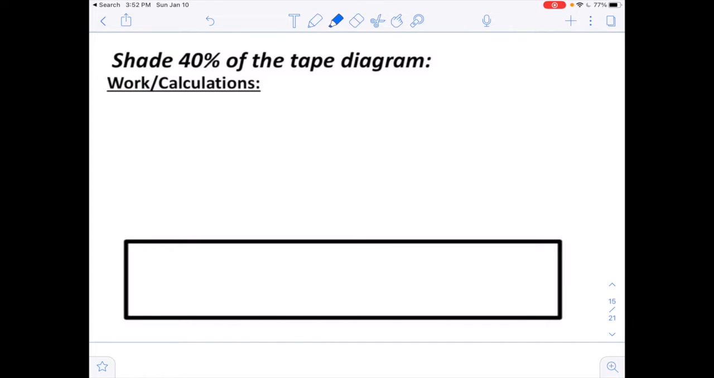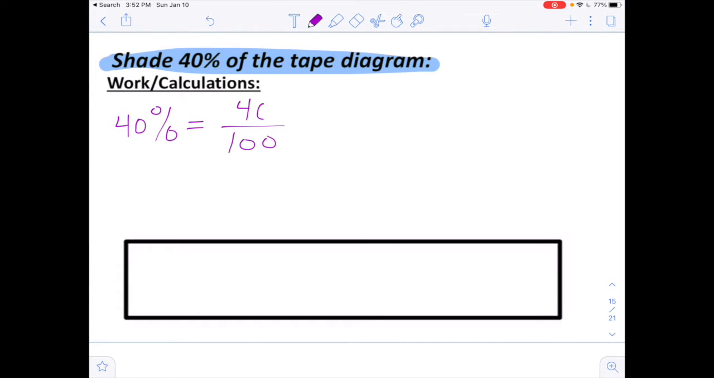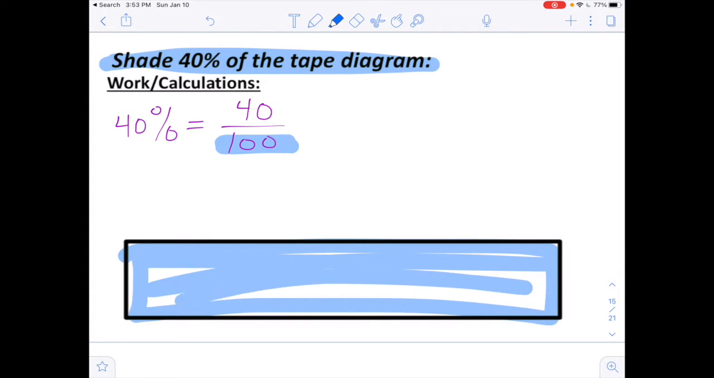So the directions say shade 40% of the tape diagram. The very first thing I need to do is I need to think 40% is the same thing as the fraction 40 100ths, or 40 on top of 100. Now, what this means right now is if I wanted to shade in 40%, I would need to cut this entire big bar here into 100 total little parts. Absolutely not. That's a waste of time. But they would be really small little parts. And after I cut them up, I would color in 40 of them, right?